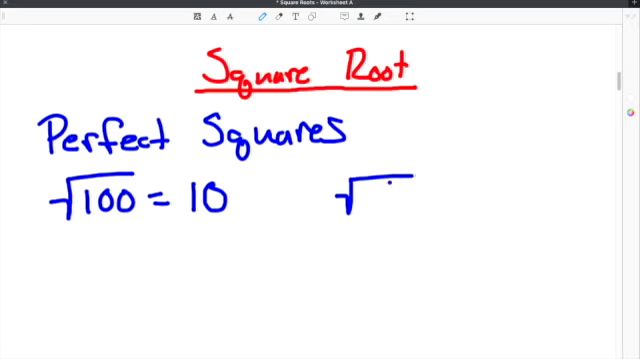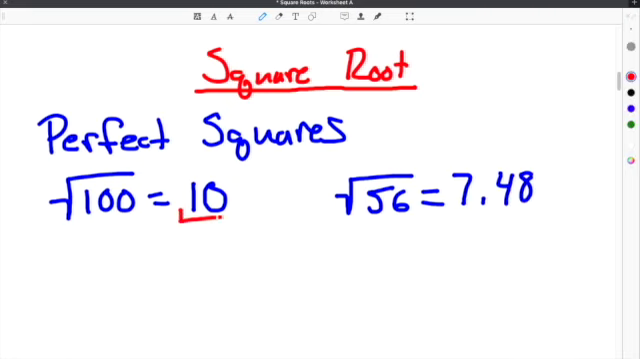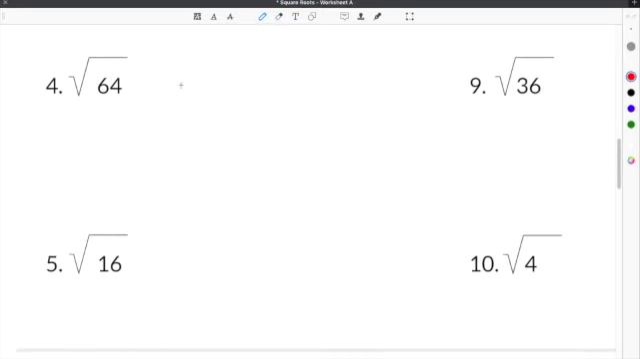However, the square root of 56 is not a perfect square because its answer is 7.48. So the square root of 100 is 10, which is a whole number, which makes it a perfect square. And then the square root of 56 is 7.48, which is not a whole number and is not a perfect square. So let's jump down to a couple example problems to show you how to simplify square roots.